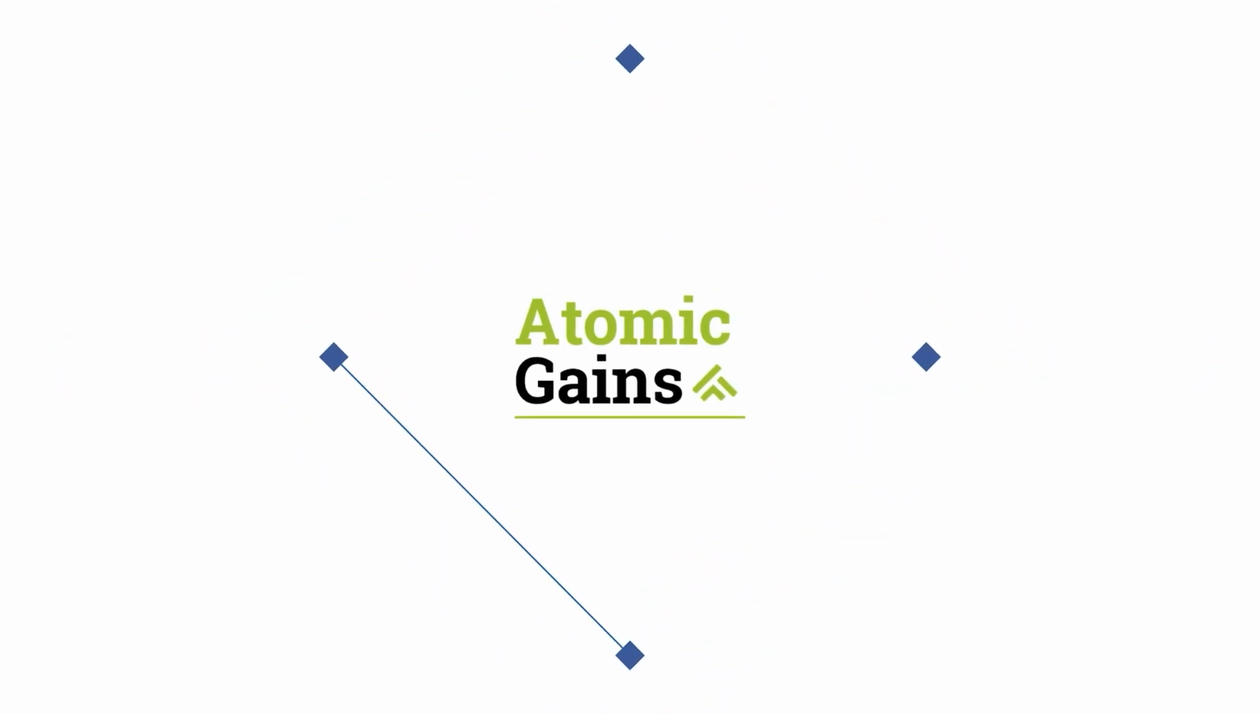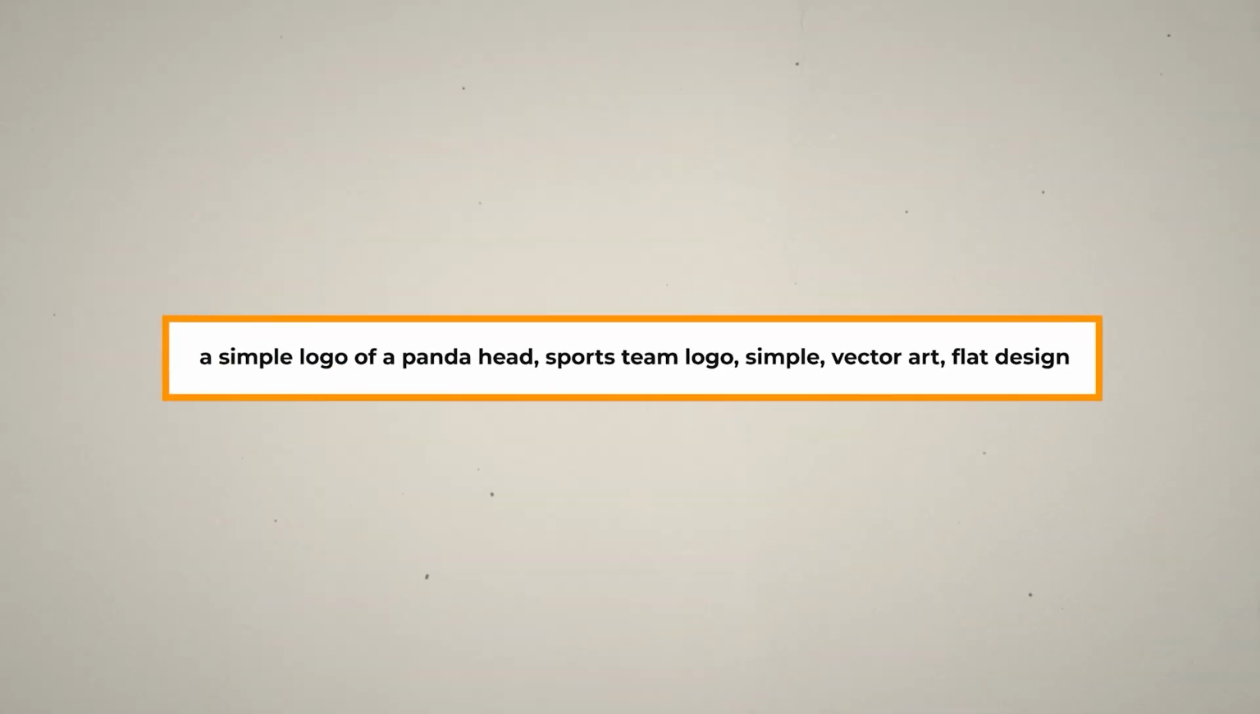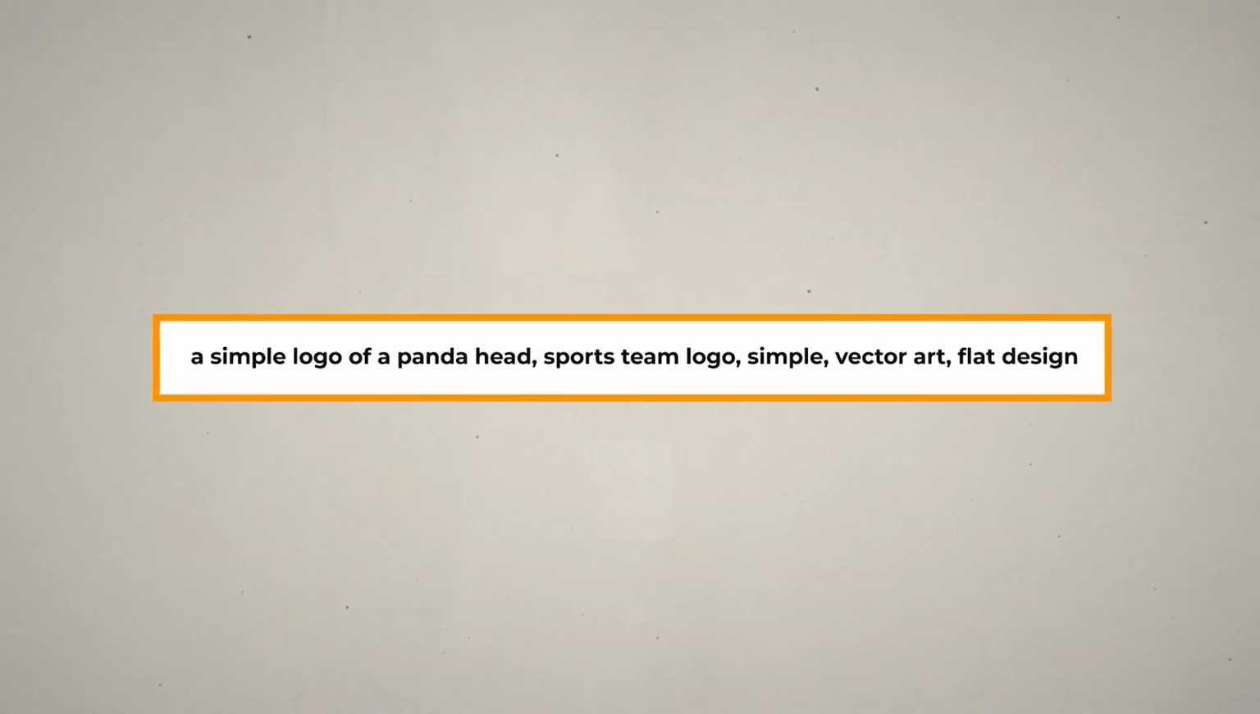So to start off with, I'm going to create a logo for a sports team, and I'm just going to make up a mascot here and say that their mascot is, say, a panda, and let's see what kind of logo we can create. So for this prompt, I've gone with a simple logo of a panda head, sports team logo, simple, vector art, flat design.